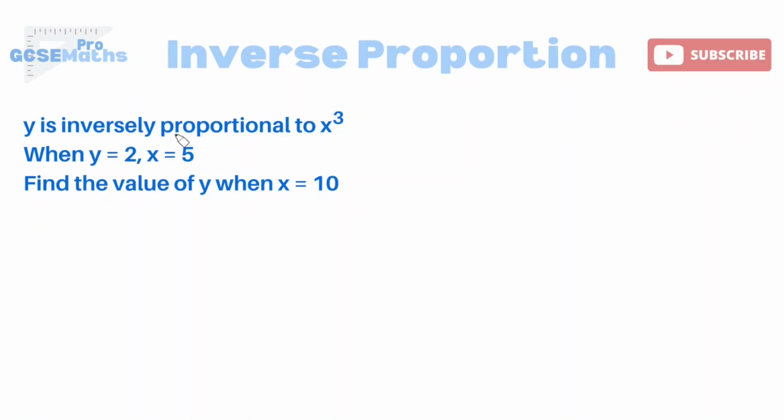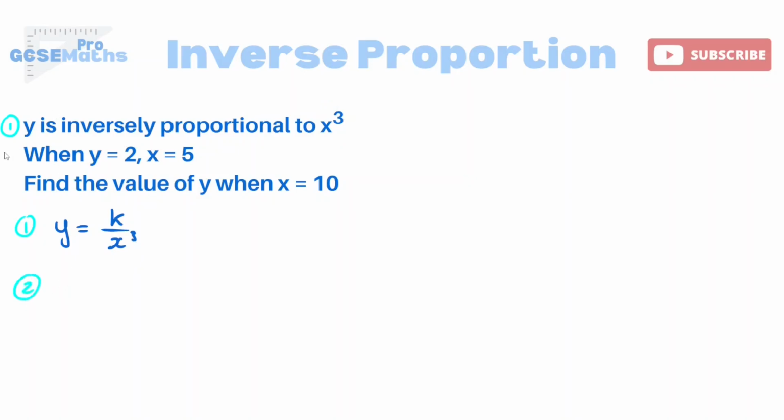This one now, you can see we're starting to get a little bit more complex, as it's not just y and x, it's y and x cubed. So really pay a lot of attention to detail in these questions. We're going to do the exact same thing. Step 1, y is inversely proportional to x cubed, which means I need to write down my formula. So I know it's inverse, it's y equals k over x, but it's x cubed this time, isn't it? It's not just x. So don't forget that, cubed.